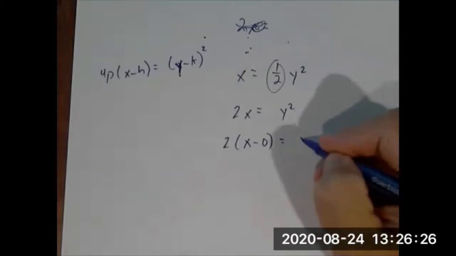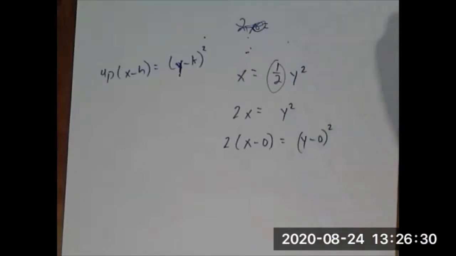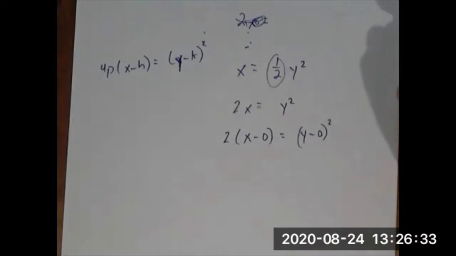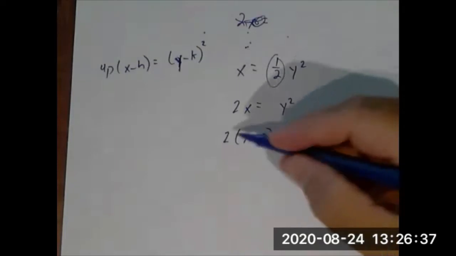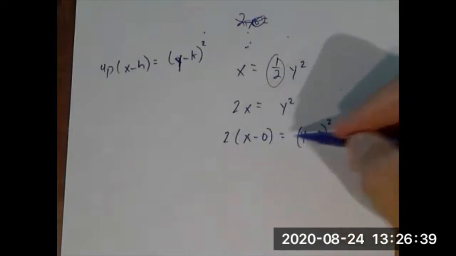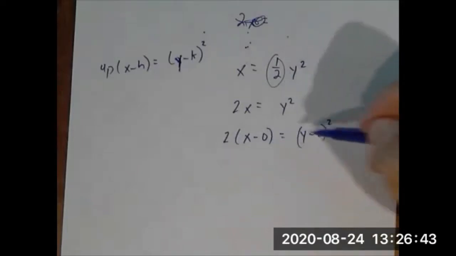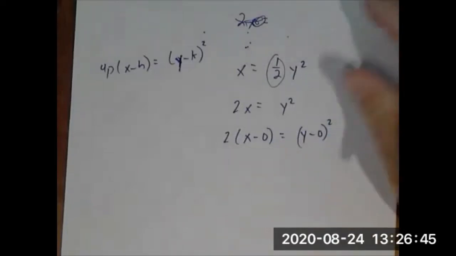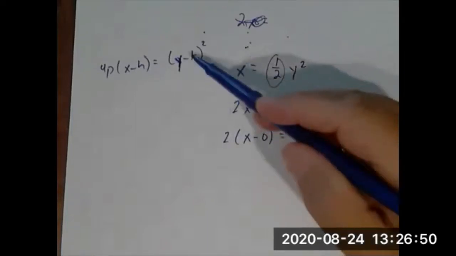And if I do the same thing over here, 2x equals y squared is the same thing as 2 times x minus 0 equals y minus 0 quantity squared. These are the same. Although now I have parentheses, and now it looks a little easier to understand because it sort of looks like my standard equation.